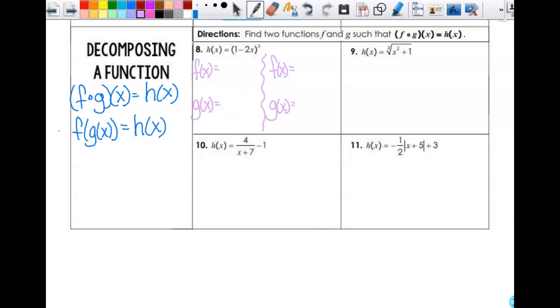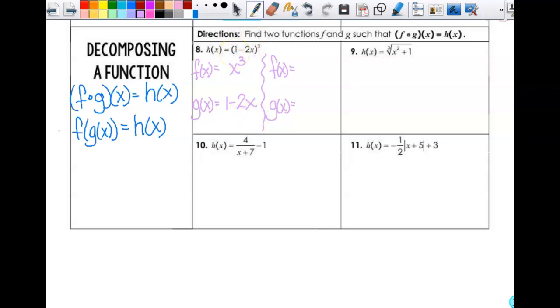I think that figuring out a g of x first is easier because it's easier to see what's on the inside. So if I wanted to say, all right, we're going to make g of x 1 minus 2x. If that is g of x, what would f of x have to be? x cubed. Because then you can see if I take this and substitute it in here, that's what I'm going to get. That's what we're trying to get at. So you kind of work backwards. If I take g of x and I find f of g of x, I substitute this in here for x, this is what I'm going to end up with.